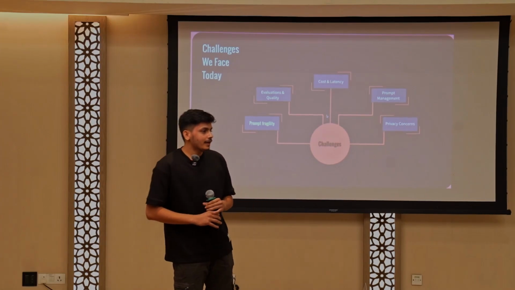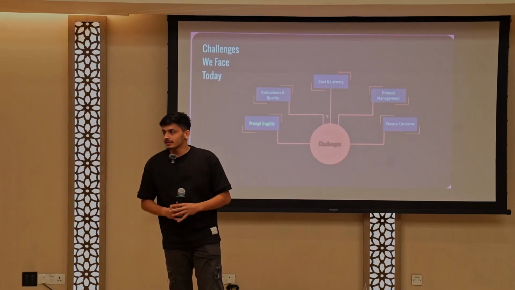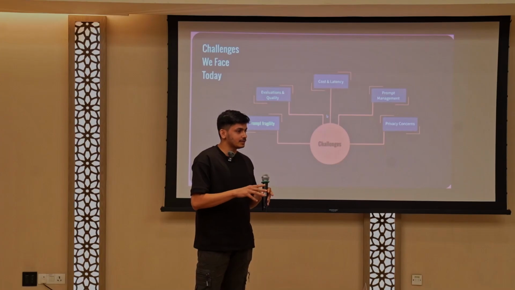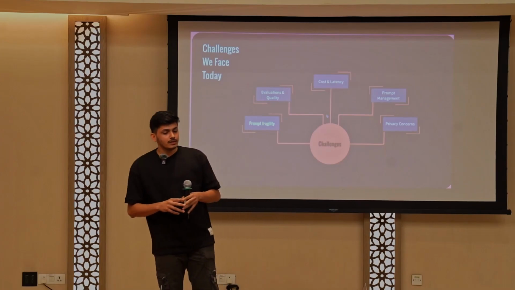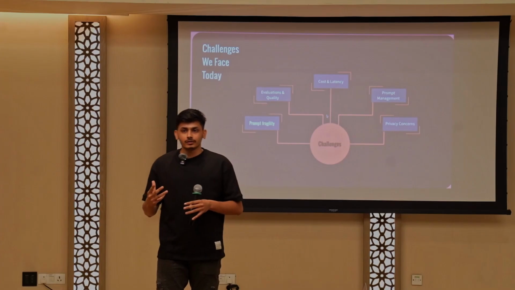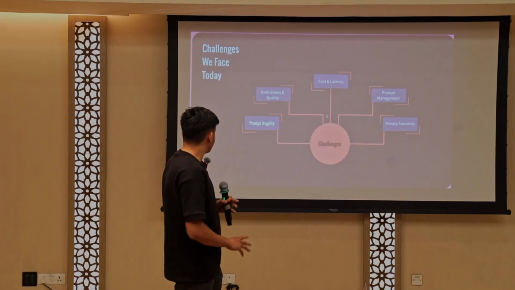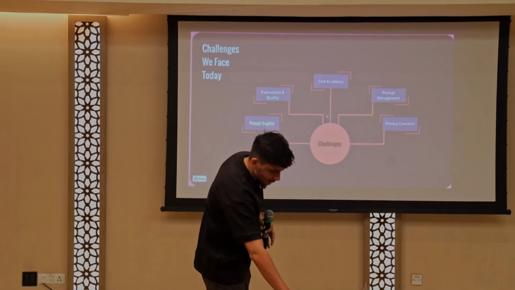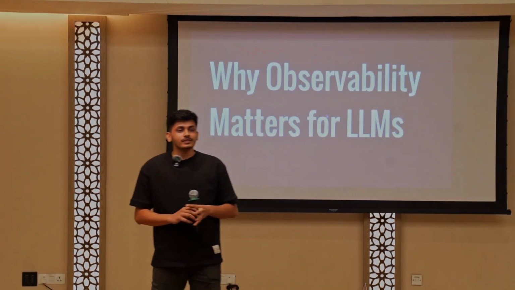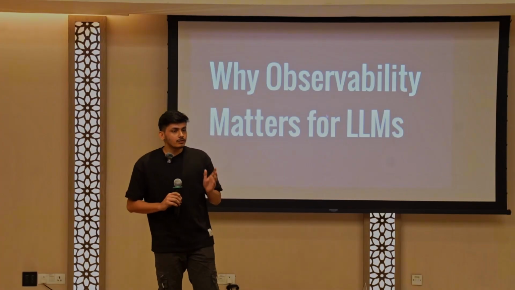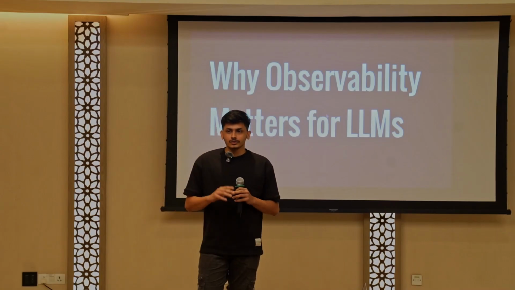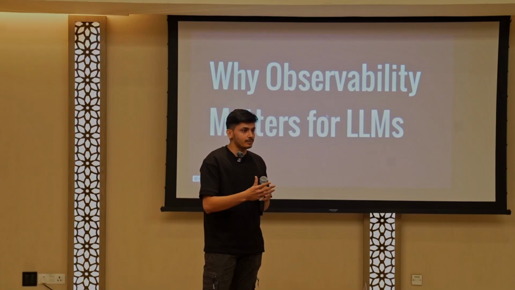There are also privacy concerns, so that if a user is asking some question, you want to know that you are not leaking personal information. And there should be some way to audit also. These are some of the challenges you can face when you build your own LLM feature. All of this comes down to the fact that you don't have observability over your application. You are not monitoring anything. So what does observability mean? Observability is just the visibility over your application.